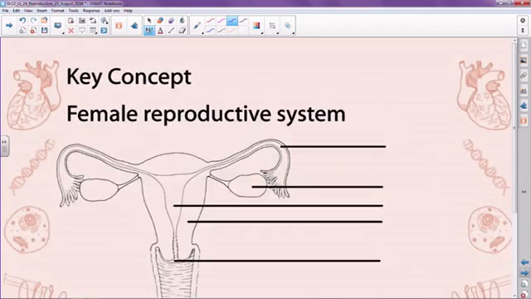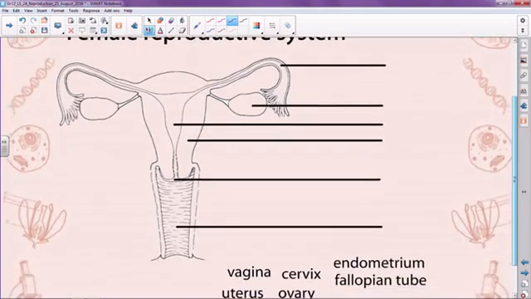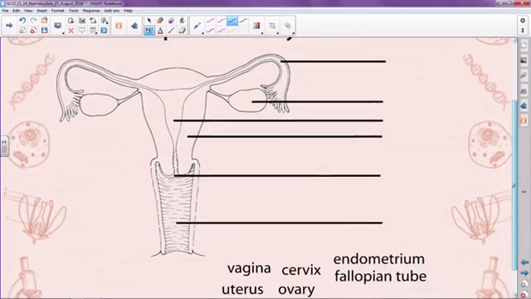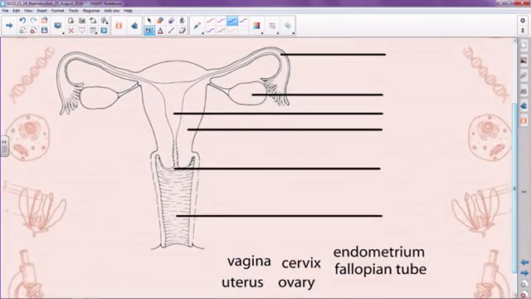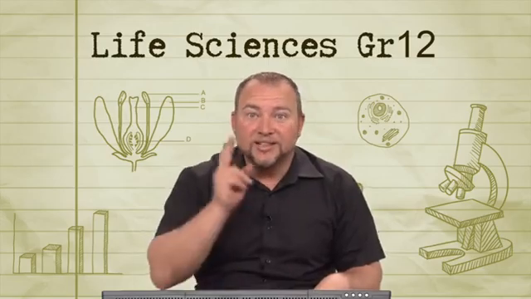Now, here we go. Next one I want you to do, and I'm going to give you 2 minutes because I know you can do it quicker than that. We're having a look at the female reproductive system. And all I want you to do is put the right labels at the right place. 2 minutes. It's all I want. Are you ready? Off you go.